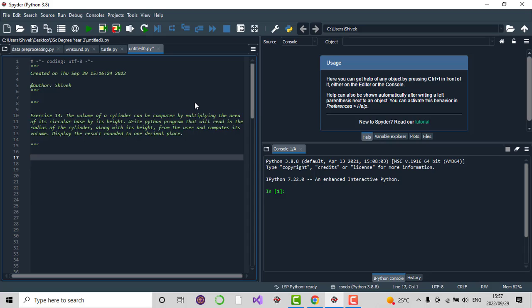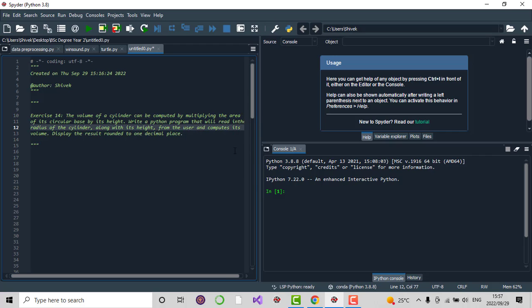Okay, and there we have it. Exercise 14. The volume of a cylinder can be computed by multiplying the area of its circular base by its height. Write a Python program that will read in the radius of the cylinder along with its height from the user and computes its volume. Display the result rounded to one decimal place.